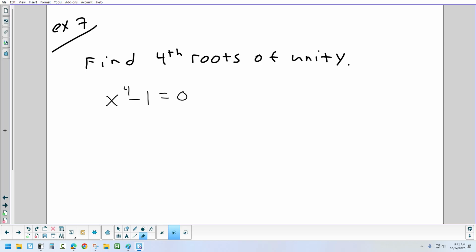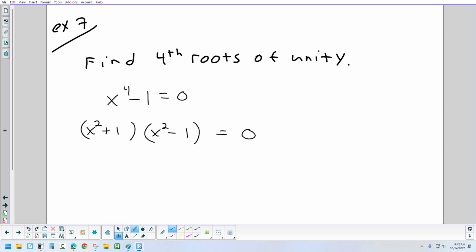Now, we could do the P's and the Q's. P would be all the factors of 1. Q would be all the factors of 1 again. But this is factorable. If you can factor it down to a quadratic, you can avoid the P's and the Q's and the synthetic division. And that's always faster. So, anybody have an idea of how that would factor? Yep, x squared plus 1 and x squared minus 1.